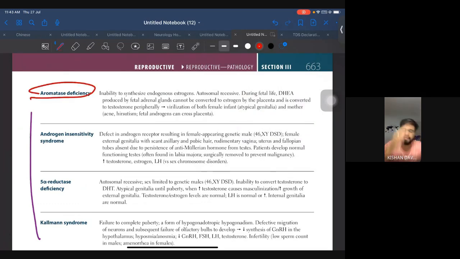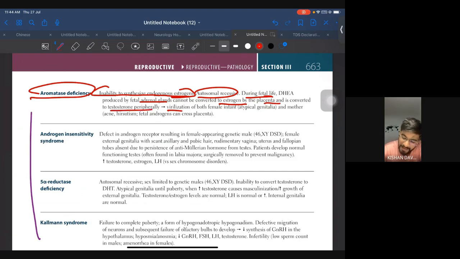Aromatase deficiency. You should know the function of aromatase. What happens in aromatase? Testosterone converts to estrogen. Inability to synthesize endogenous estrogen. Autosomal recessive. During fetal life, DHEA is produced by the fetal adrenal gland, cannot be converted to estrogen by the placenta, and is converted to testosterone peripherally. Virilization of both female infant and mother. So here the case will be virilization of female.